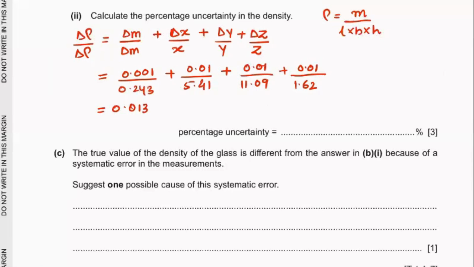That is the fractional uncertainty of density. But the question is demanding percentage uncertainty. Not a big deal for percentage uncertainty. Just multiply the value by 100. You will get 1.3%. That's your final answer. I hope this section is clear. Now let's move on to the next part, that is part C.